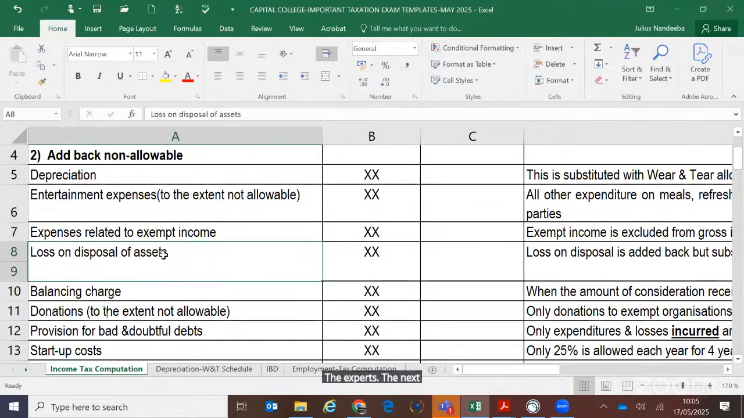The next item is, this one is very common. Now we have also what we call book expenses.